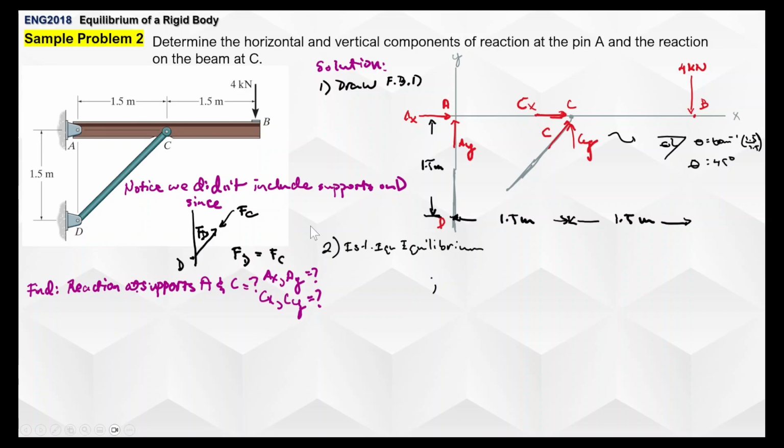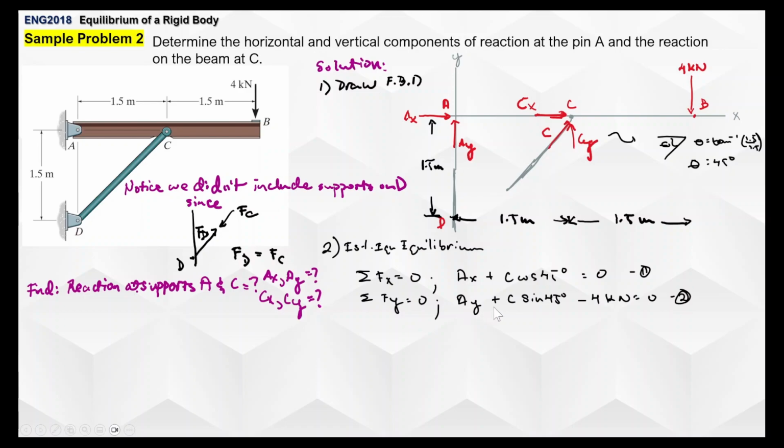So next is to establish the equations of equilibrium, where summation of Fx equals 0. So that's going to be AX plus CX, which is C cosine 45 degrees, by the way, equals 0. That's our equation 1. For summation of Fy equals 0, AY plus CY, so that's C sine 45, minus 4 kilonewtons equals 0. That's our equation 2.